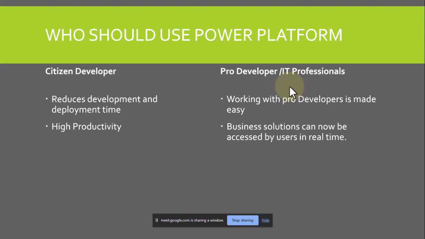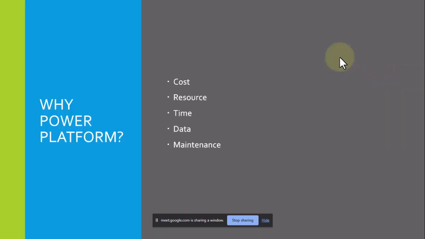Then for an IT professional or a pro developer, it helps them to work with other pro developers. That is, pro developer to pro developer collaboration is made easy, and it also helps to make business solutions accessible in real time. Take for instance, as we are building our applications, just imagine your users can have access to it, test it, give their feedback, and also make changes without having to finish it before pushing it out to your clients. Now, that is a cool feature that Power Platform offers us.